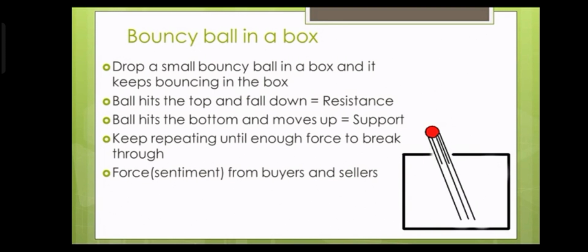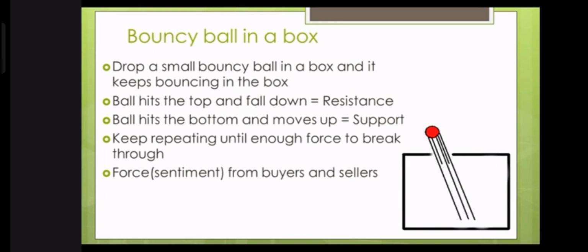Now the ball in this example refers to the stocks. When the sentiment of the market is bullish, meaning there are more buyers than sellers, this bullish force will propel the ball higher and it will be able to break through the top of the box and any resistance level above it. Now if the sentiment of the market is bearish, meaning that there are more sellers than buyers, this bearish force will drive the ball lower and it will be able to break through the bottom of the box and the support levels below it. So with everything that has been said, how do you identify support and resistance levels?